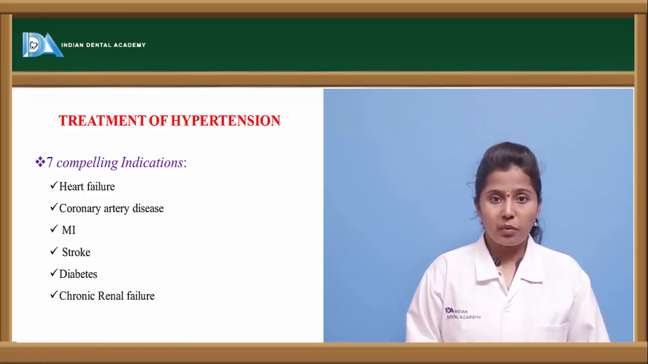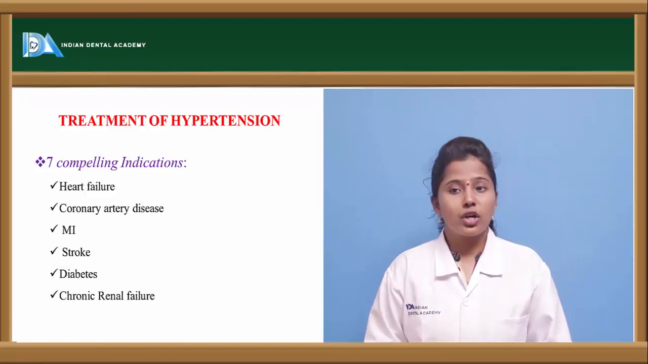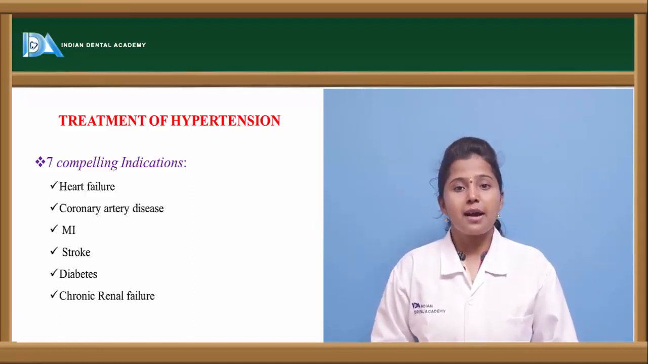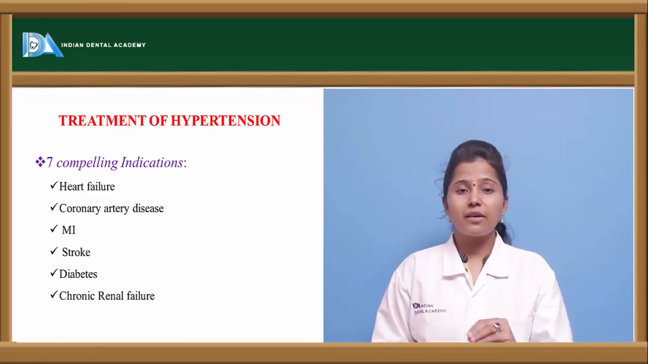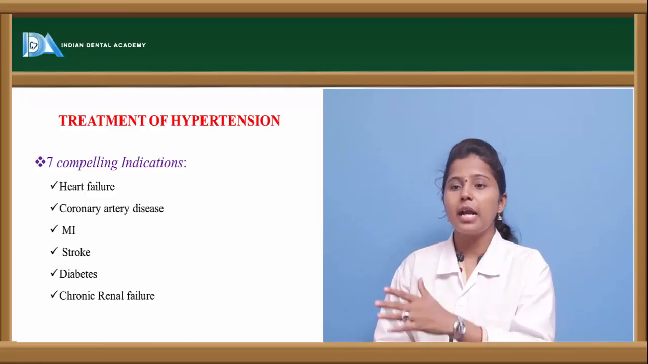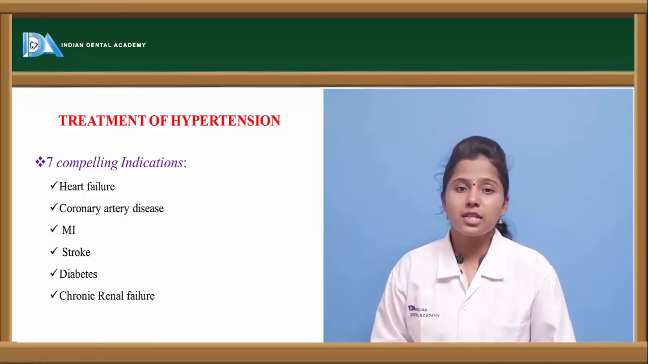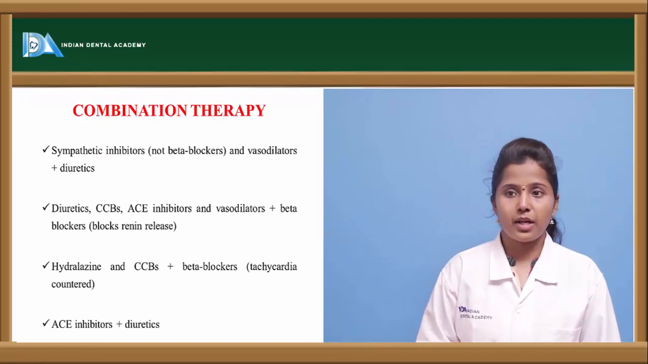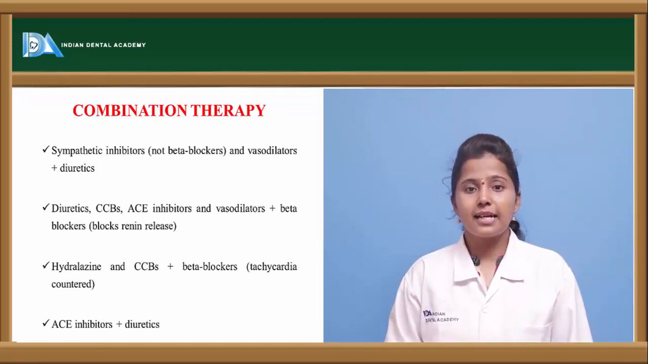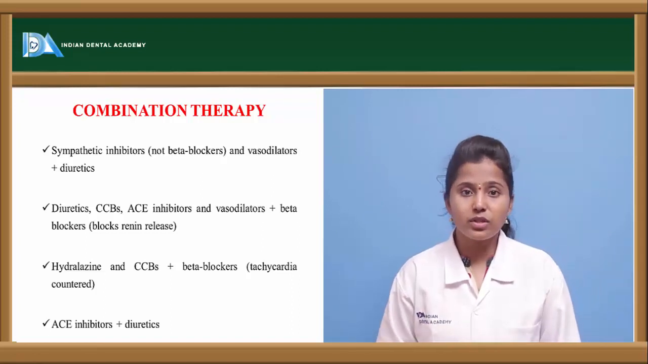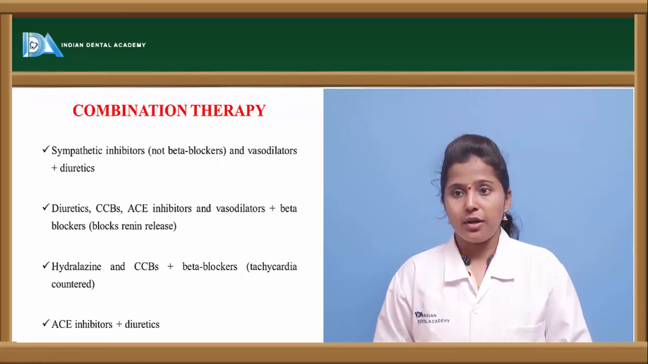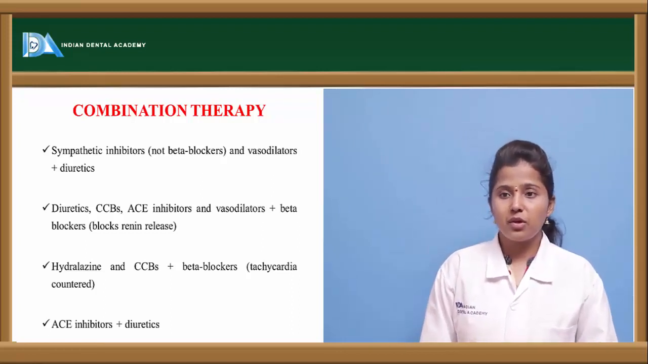First thing is whether the person is suffering from heart failure, coronary artery disease, myocardial infarction, stroke, diabetes, chronic renal failure. First, we have to see whether these indications are also present along with the hypertension. Next, let us see the combination therapy. In a single category, or singly, the drugs can be used, but in combination therapy they show more antihypertensive effect. So, what are the combinations which can be used?